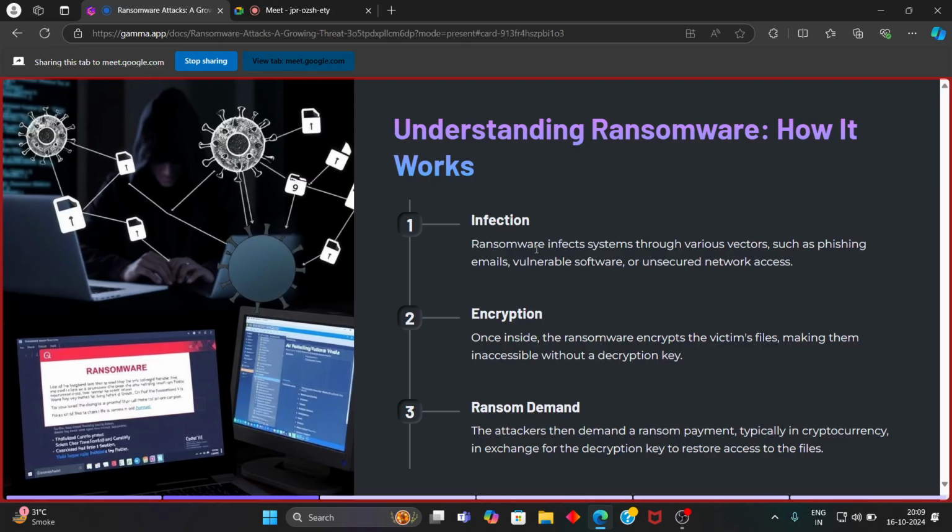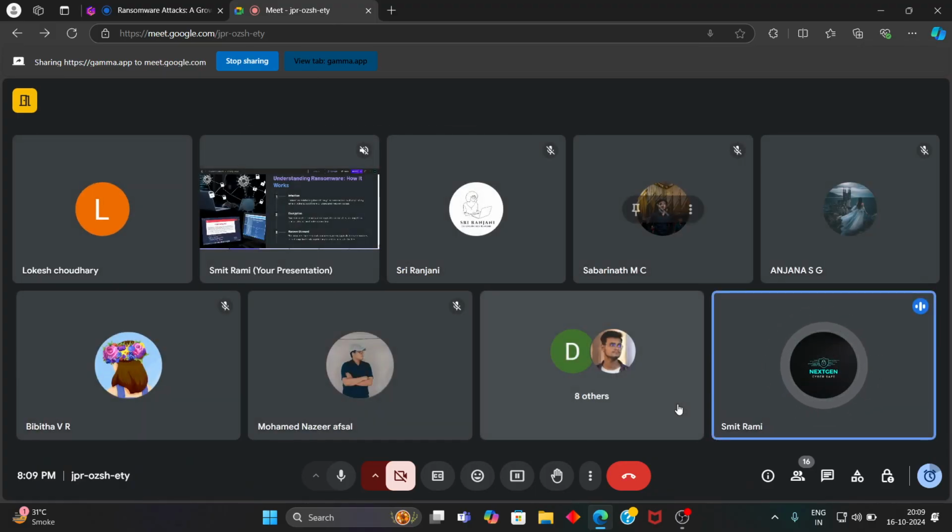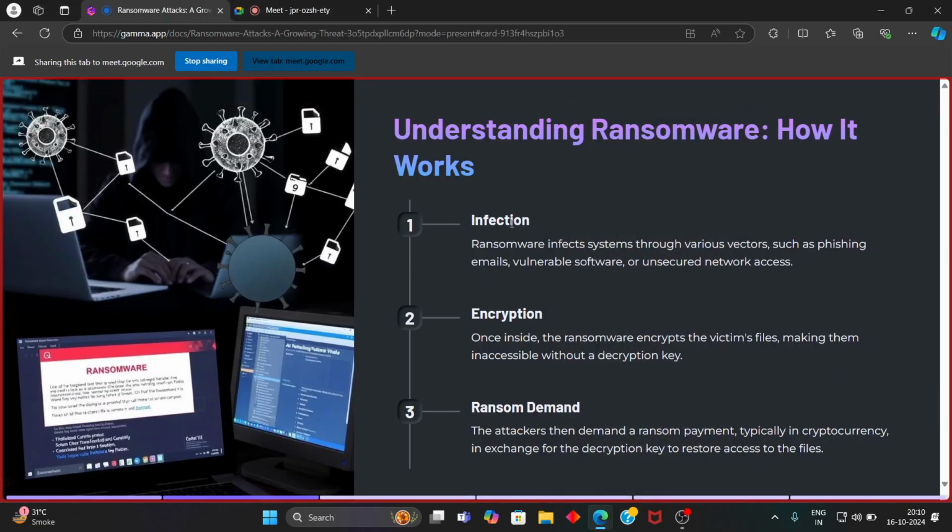The first step of ransomware is that it infects the system through various vectors, such as phishing emails, vulnerable software, or unsecured network access. Basically, if your network is misconfigured or your software is not strong enough against cyber attacks, your system might get affected. There is an opening for a potential ransomware attack. Using that weakness or vulnerability, the attacker can inject ransomware or any kind of backdoor into your system, and through that launch the attack. So this is the first step, which is infection.